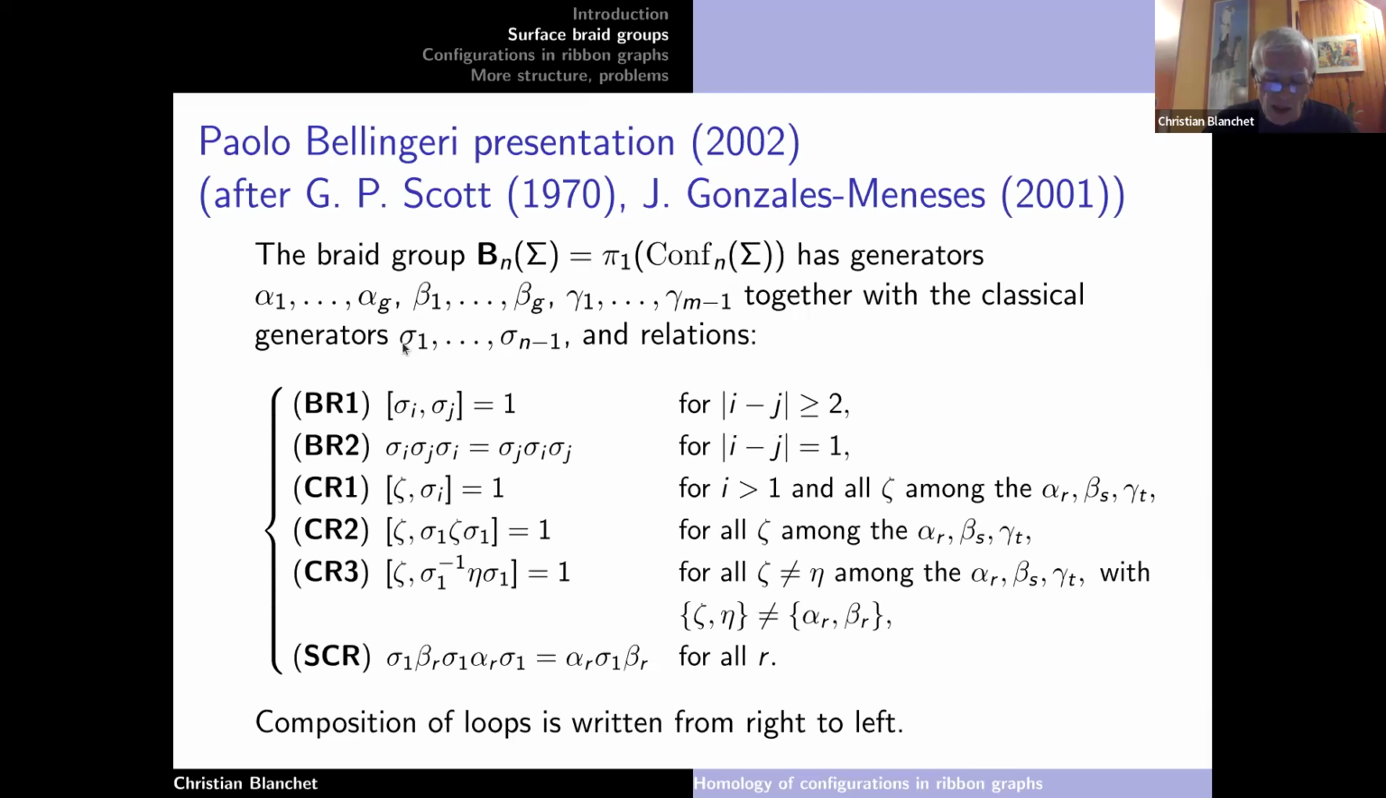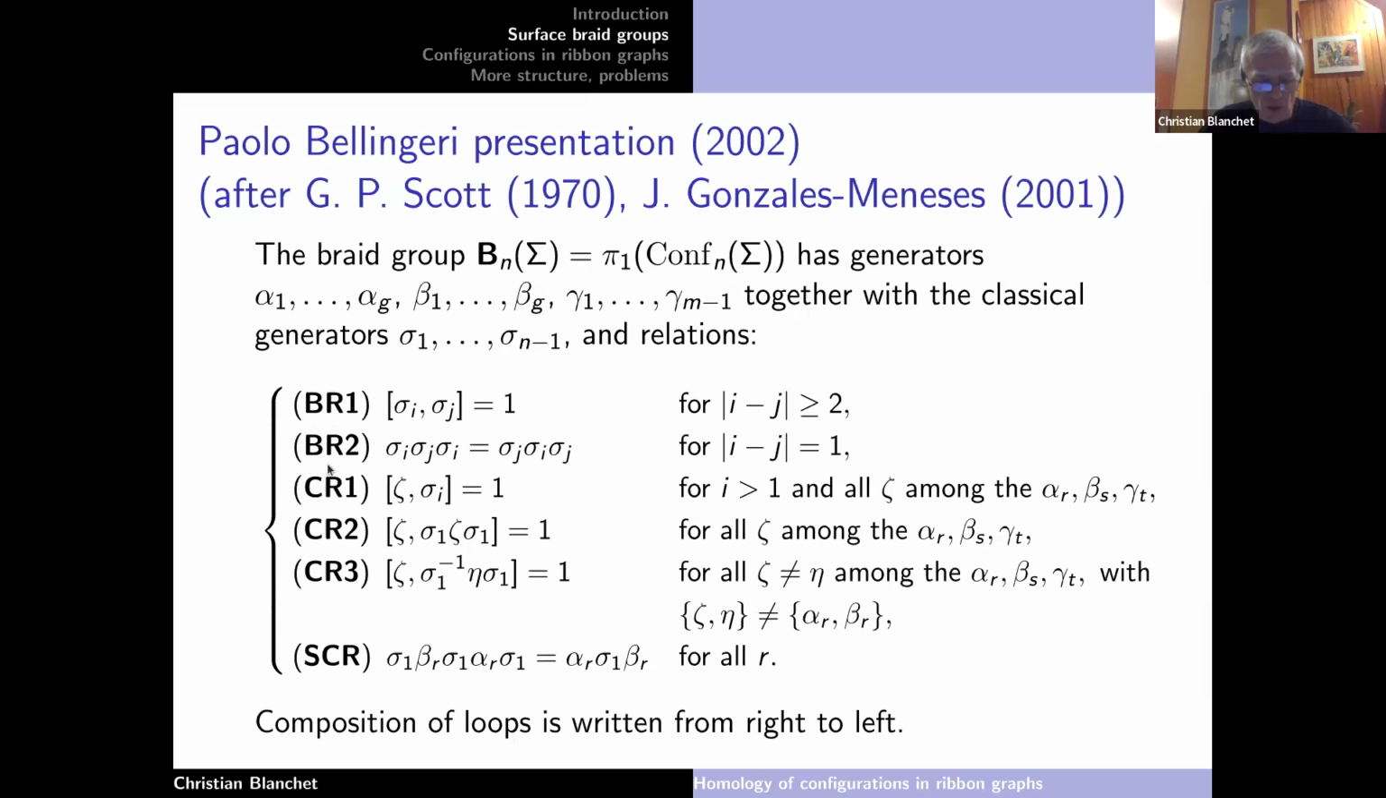And then I have classical generators, sigma 1 to sigma n minus 1. If you want to think that n equals 2, you are welcome, you will understand. Then you have only sigma 1, and that's it. And you have the braid relation, which you know, BR1, BR2.